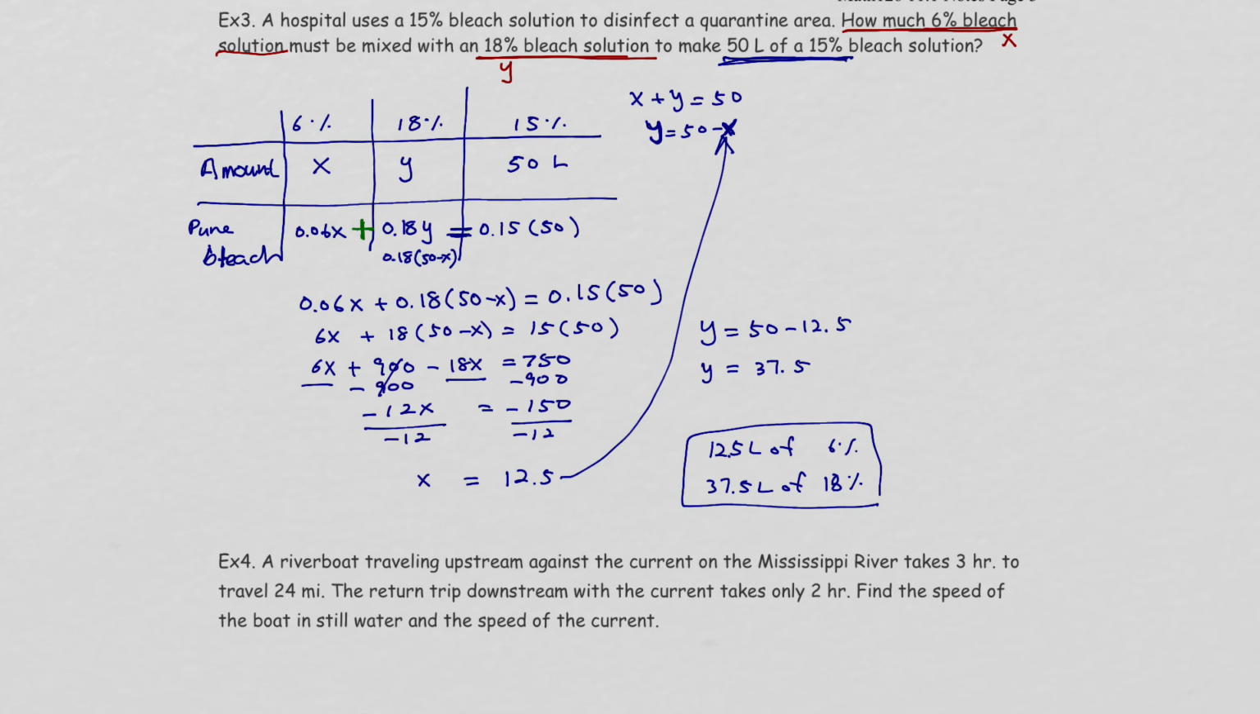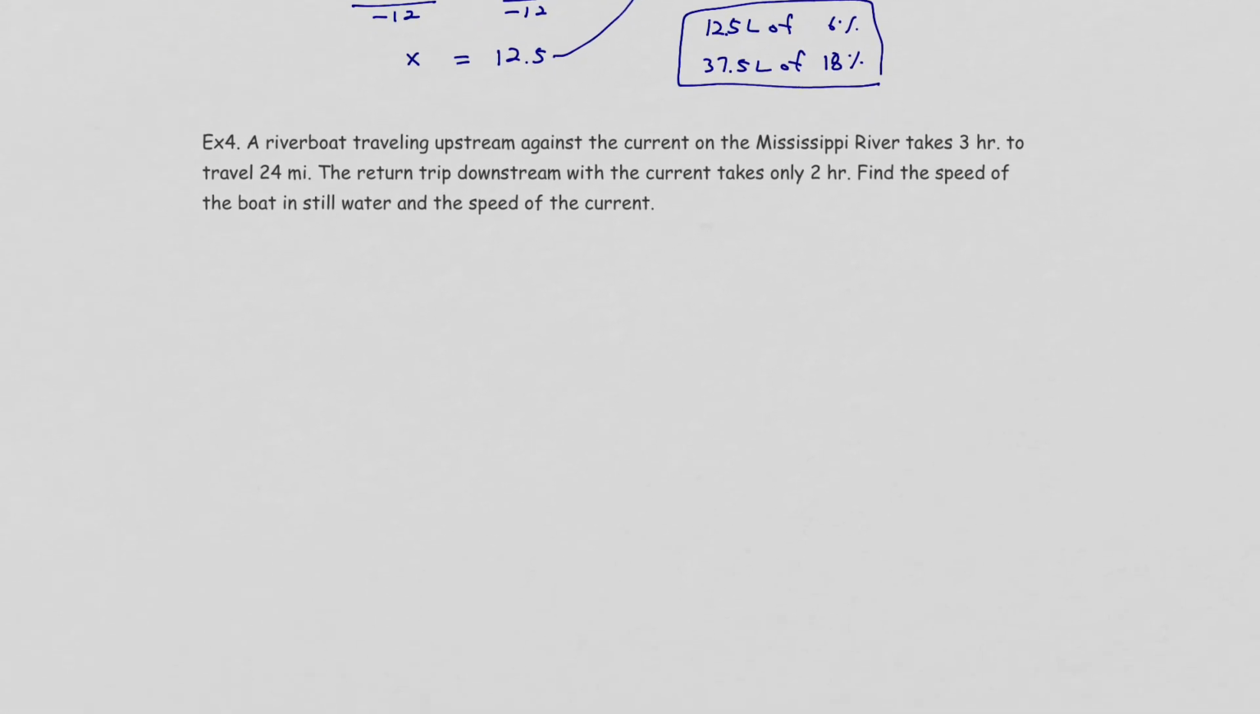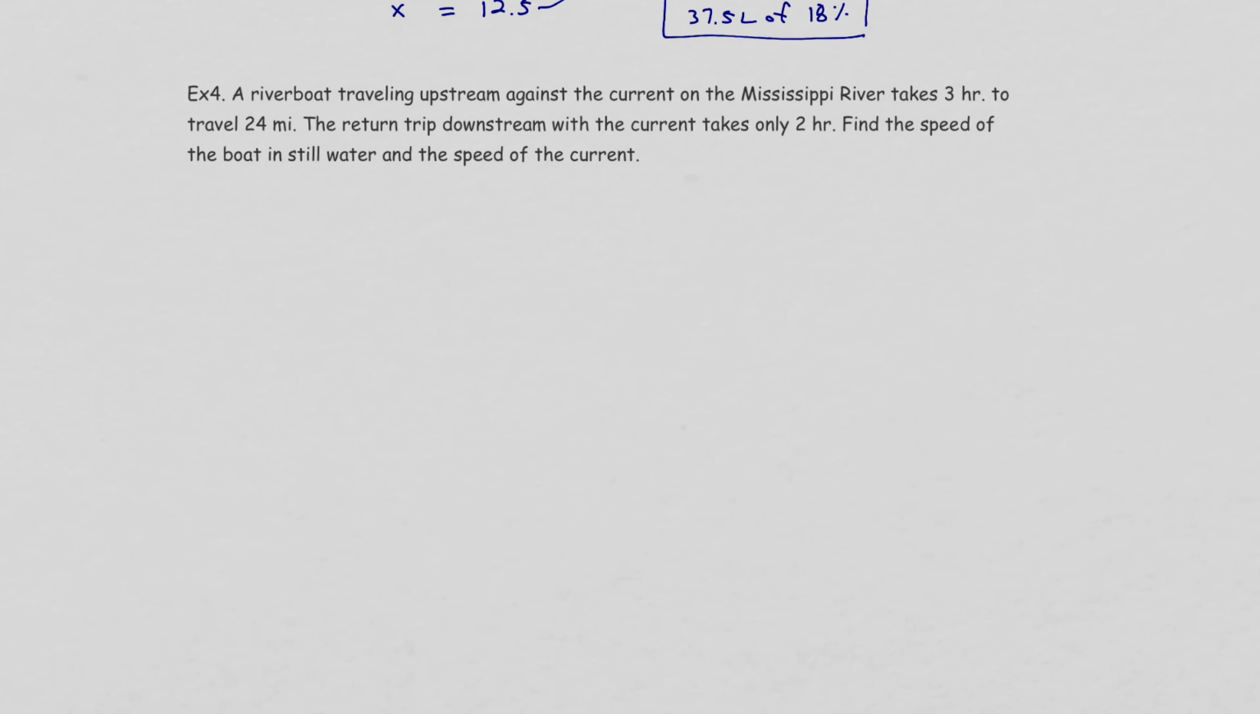Always try to create a variable first, right? Give a variable for what you're looking for, and then use the information you have to create an equation with one variable and solve it. Use substitution or elimination to finish it. Let's try another one, just one more.